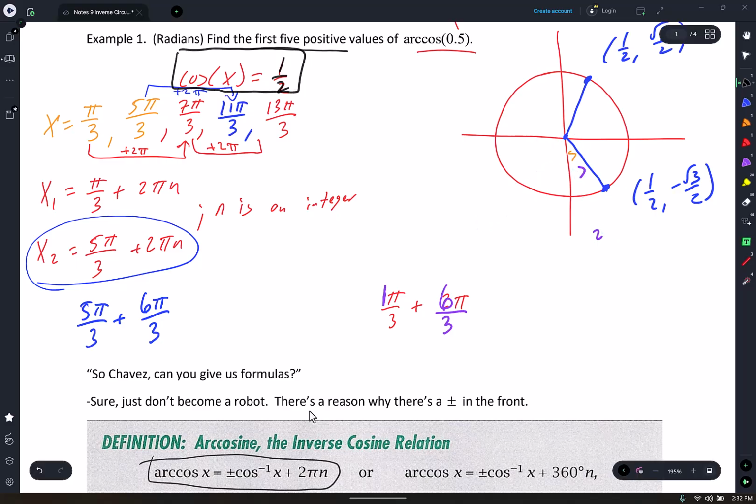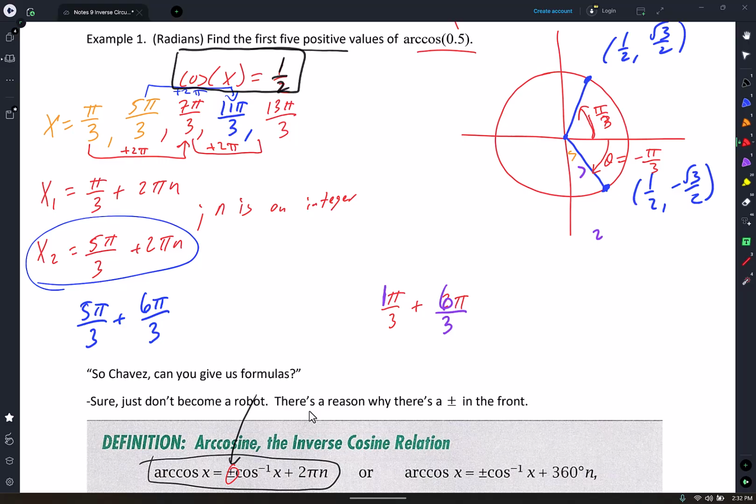You could have done this. You see that plus or minus in front of that cosine? That's because of this, guys. If I go clockwise or counterclockwise, that angle is pi over 3. If I go counterclockwise, that's positive. If I go clockwise, that angle right there is negative pi over 3. Do you guys see that? So that's why they have that plus minus.